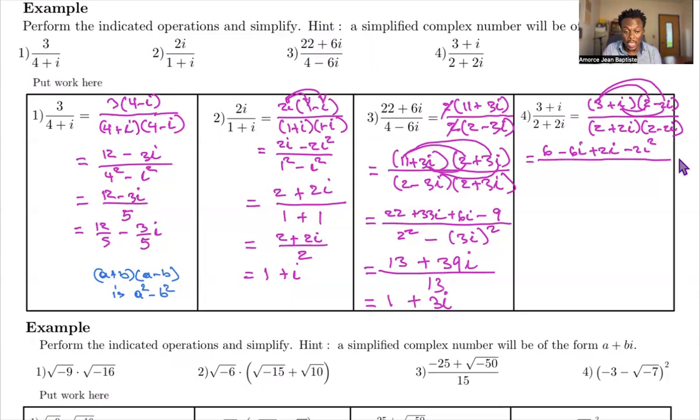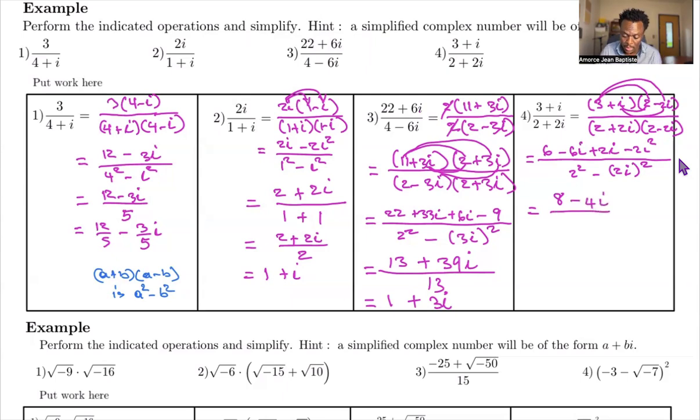The bottom is a squared minus b squared. So that is 2 squared minus 2i squared. Simplify the top, that's positive 2, right? Because negative 2 times negative 1 is positive 2, i squared being negative 1. So positive 2, that's 8. And then negative 6i plus 2i is negative 4i.